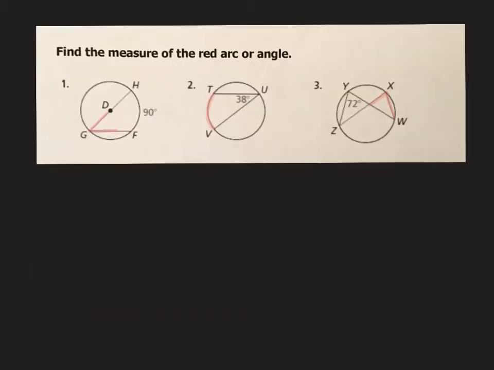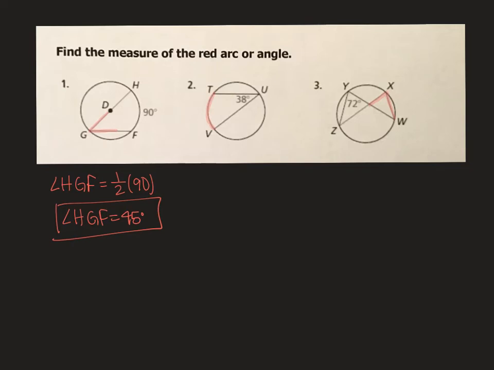So in 1 through 3, we're finding the measure of either the red angle or the red arc, whichever one we're given. So in number 1, we need to find the measure of angle HGF. We know that the arc HF is 90 degrees. So the measure of angle HGF has to equal half of that, which means it's going to equal 45 degrees.